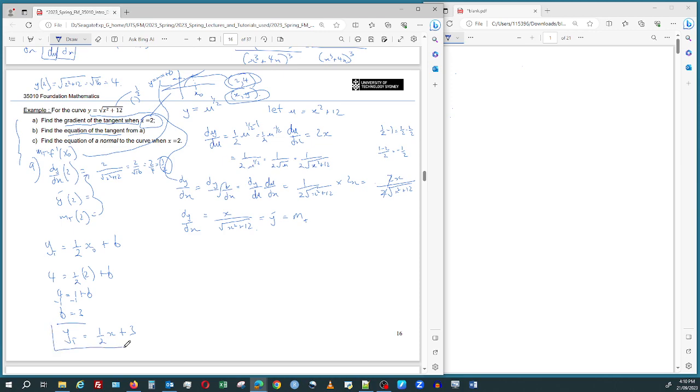That is your tangent. Now you will need to do that in Pearson. It's a lot of work, but the calculus is not the problem.